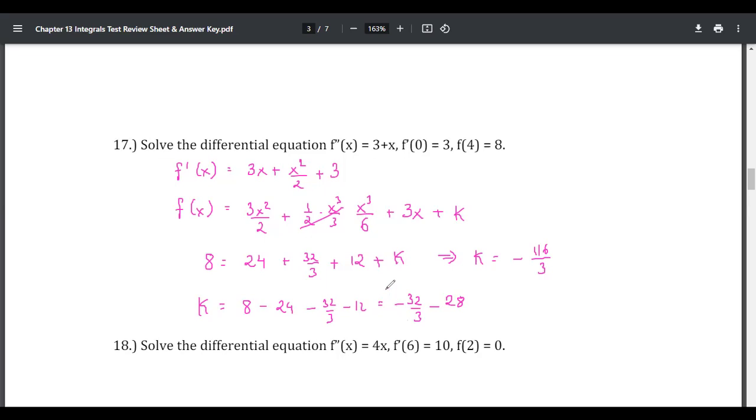Well, okay, let's add 32, 68 over 3. What did you say I had to get? Did you get this part? The fraction remains as is, negative 32 over 3, but then you have a negative 28. Oh, no, I did not get that part. So what did you do with 8 minus 24 minus 12?